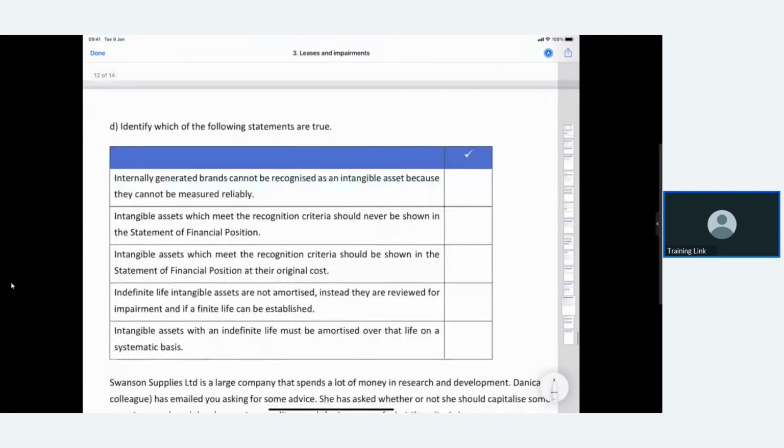Moving down to part D then, identify which of the following statements are true. So internally generated brands cannot be recognized as an intangible asset because they cannot be measured reliably. Well, that would be absolutely true. That is essentially a business coming up with their own valuation on their brand. Now, it is feasible to pay an external company to value your brand. How they do that can be very complicated, but it's stuff you've got to think about.